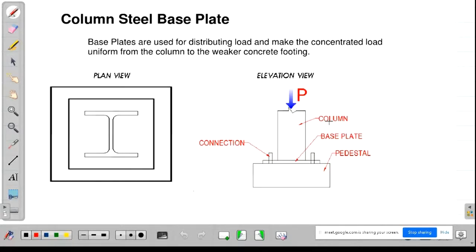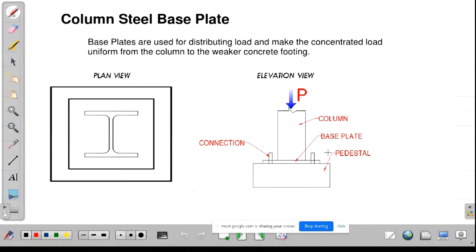So dito sa elevation view natin, makikita natin yung pedestal. So in between pedestal and our steel column, meron tayong base plate. So nasa pagitan ng column and pedestal yung ating base plate. So in connecting yung base plate tsaka column natin, ano yung gagamitin natin? So anyone? To connect our steel column and yung base plate natin.